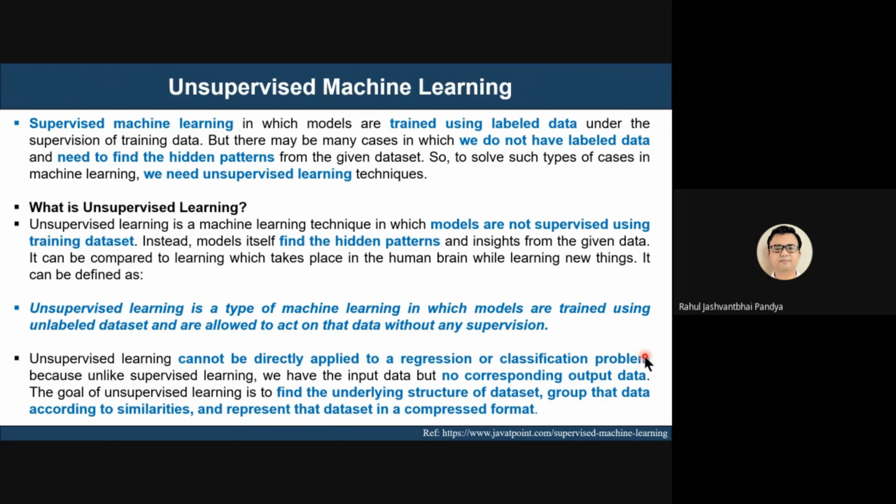The goal of unsupervised machine learning is to identify the underlying structure of that particular data set, group the data according to the similarity index, and put them in a particular group. Let's say some of the items are similar: identify the pattern and club them up in a particular group. In that way it works, and it represents the data set in a compressed format. So that's the major goal of unsupervised machine learning.